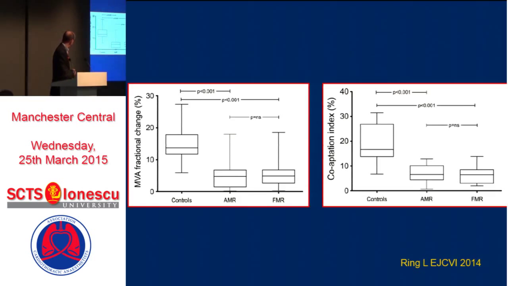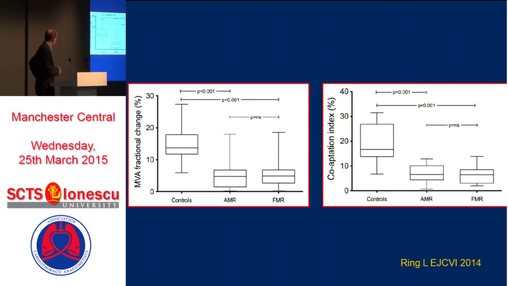So if you look at the change in the area of the mitral annulus. The mitral annulus, as you all know, is a dynamic structure. It contracts, it relaxes during systole and diastole. It is not passive. And the change in annular area is again a broad measure of the function of the mitral valve. This is the change in annular area in controls. These are the two groups.